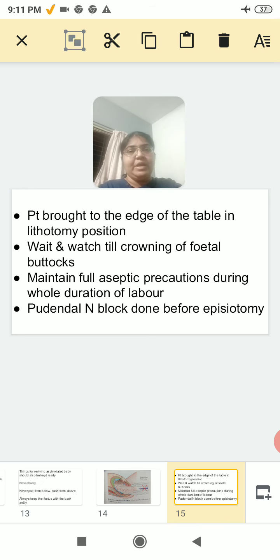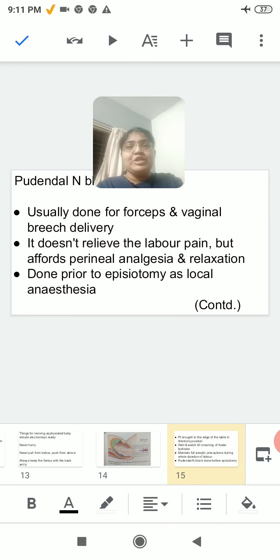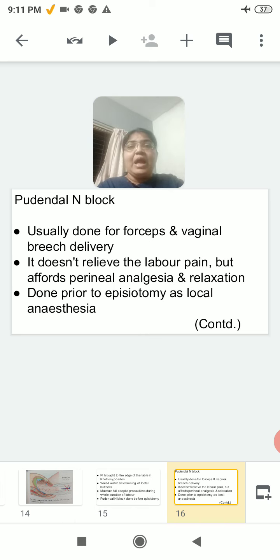Pudendal nerve block. It should be done before episiotomy. The pudendal nerve supplies the areas surrounding the perineum, so its blockage should be done. How is it done and what is it? It is usually done for forceps and vaginal breech delivery. It doesn't relieve the labor pain, but affords perineal analgesia and relaxation. So it causes loss of sensation to the perineum and also causes relaxation of the parts. It is done prior to episiotomy as local anesthesia.